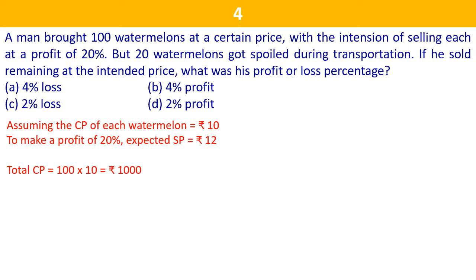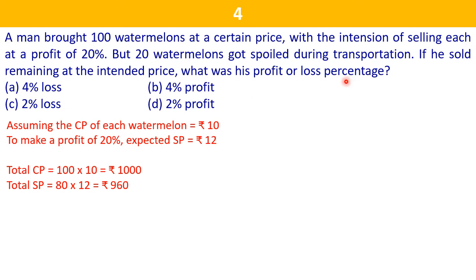Now total cost price, that is, how much he spent to buy 100 watermelons: 100 multiplied by 10, that is rupees 1000. Total selling price he will get is 80 into 12, because 20 watermelons got spoiled. Now he is able to sell only 80 watermelons at the intended price, that is, 12 rupees which he had fixed. So 80 multiplied by 12, that is 960 rupees, he will get by selling the remaining watermelons. So what we see here is he is going to face a loss of 40 rupees. So there will be loss.